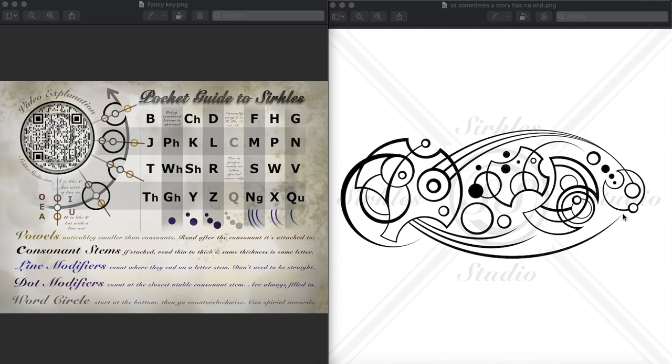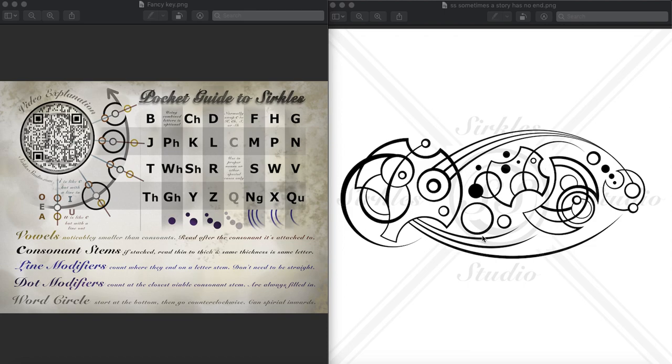And it's important that this line does not end on this circle, because if it had a line going outward, that would make it a U. E's have no lines on them. So it's important that this line tapers off and is in line with the word circle so it doesn't look like it ends on that E. So sometimes a story has no end.